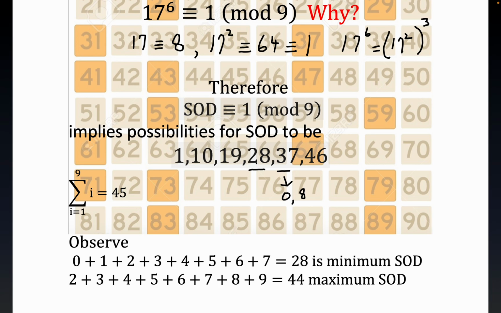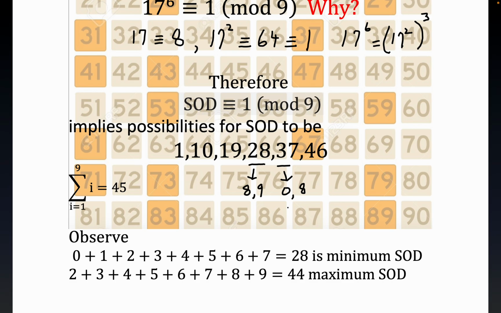But notice that 28 also leaves a remainder of 1, right? Now notice, again, that's this circumstance right here. This would imply that 8 and 9 are excluded, right? So these are the only two possibilities, folks. Now, how do we resolve this? At this point, it seems unresolvable.